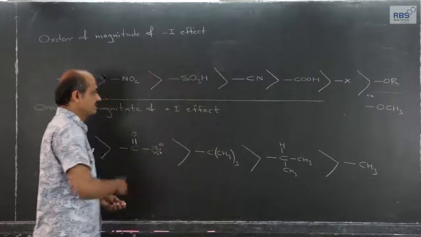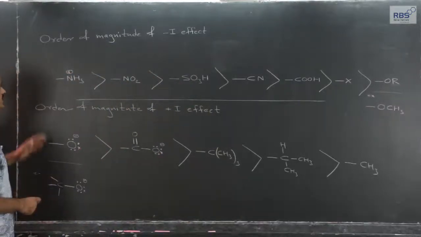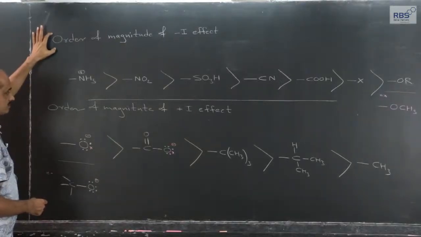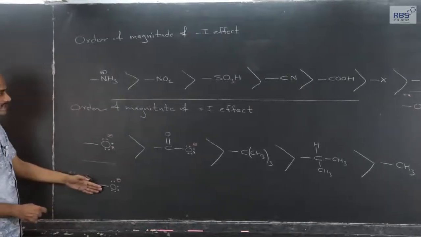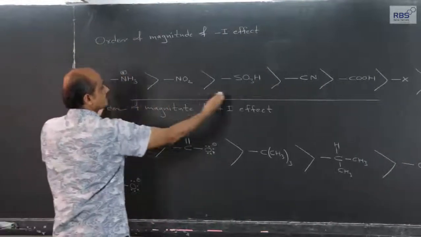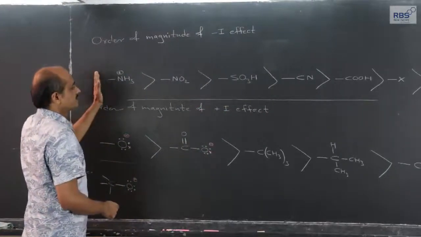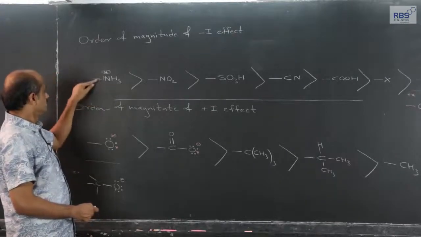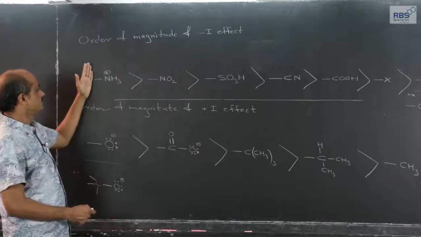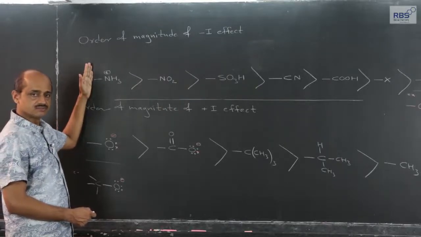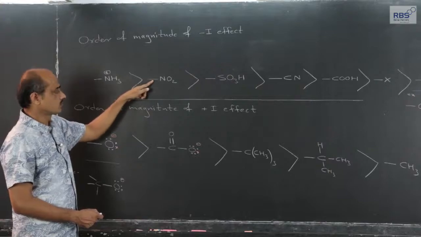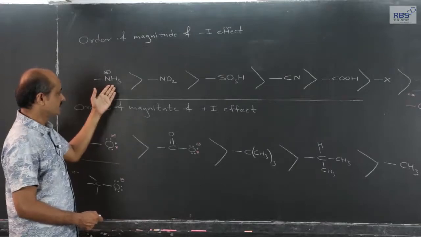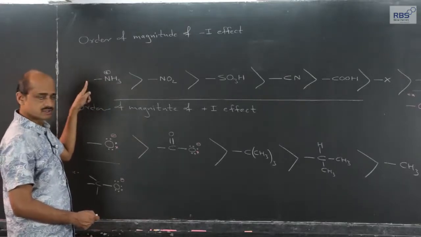So, I have already written on the blackboard the order of magnitude of minus I effect and the order of magnitude of plus I effect. Just focus on this upper part first. Negative inductive effect, these are the various groups: NH3 plus ion, a derivative of the ammonium ion. This dash I have shown means it is covalently bonded to especially a carbon atom. This is a representation of a covalent bond, the dash. So, these are the various groups, NH3 plus ion, it is not a free ion, it is covalently bonded to certain atoms, especially carbon.